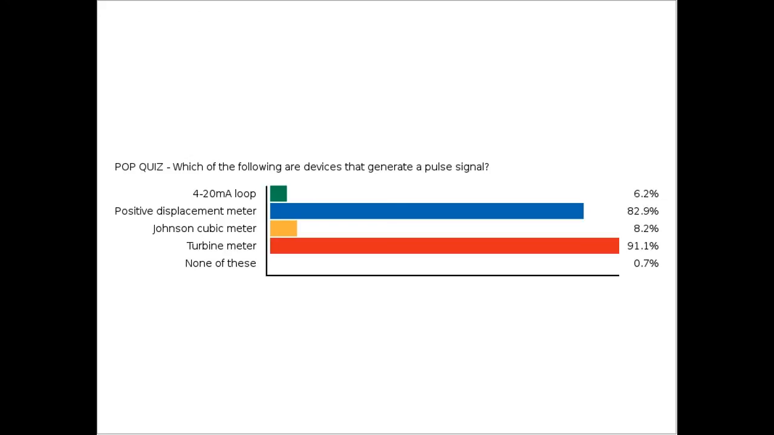And here's the results. Looks like, for the most part, positive displacement meter and turbine meter. A few people like the Johnson cubic meter. That's my favorite. I made that up. Joe, any comments on the quiz? No, I'm pretty happy with the results. Hopefully that means people understand that that rotating type of equipment that we were talking about is where you're going to see pulses. Yeah. Okay, back to you, Joe.